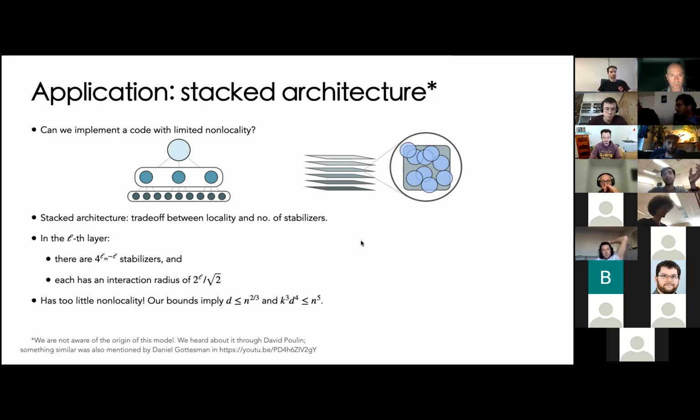But it was just good to see that this is a general purpose bound, right? So previously, we were not sure what the capabilities of such an architecture might be, where a majority of stabilizers are local. And we can port our results to these general purpose bounds and say that regardless of what model you were thinking of implementing via stack architecture, there are some fundamental limitations on what you're capable of doing.